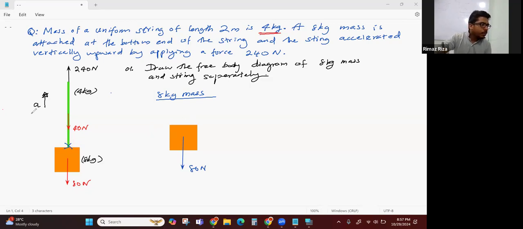So here I have to mark the tension acting on the mass. It will be upward from this point. This is the tension acting on this mass by the string. We can mark that tension as capital T, or let's say T1. So this is T1, right? This is the free body diagram of the 8 kilogram mass, and then we can draw the free body diagram of the string.